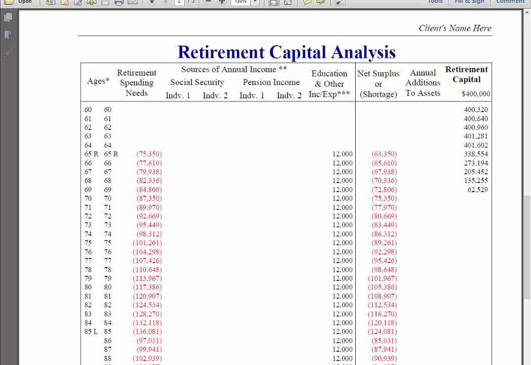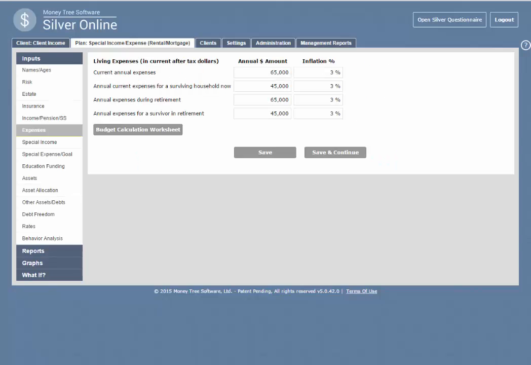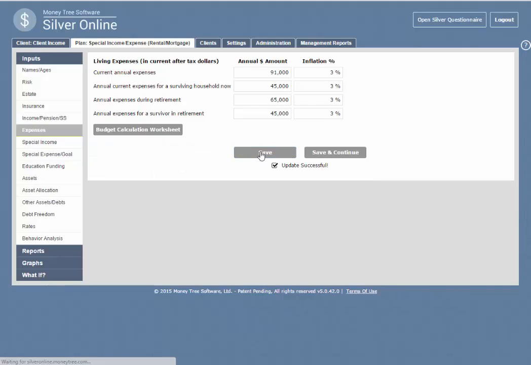Now that we have our special income and special expenses correctly input, we can then put in other assumptions for retirement, such as Social Security, pension, or any other retirement assets that are available. If you're wondering how to handle the mortgage expense in the pre-retirement years, it is best just to throw that expense into the regular expense section here. We'll put a total of $91,000 in for pre-retirement.